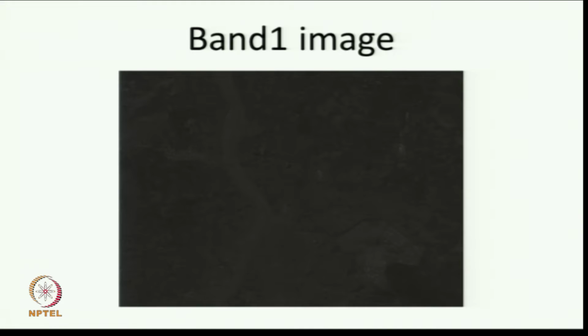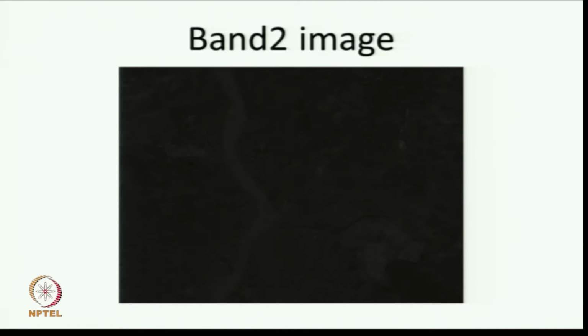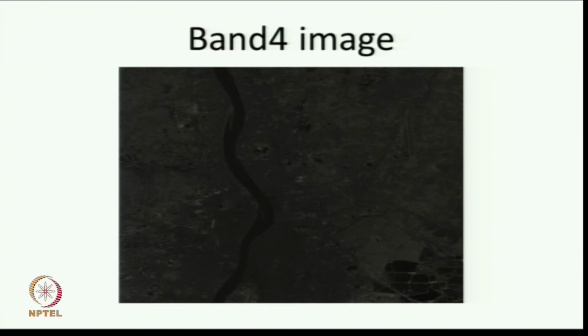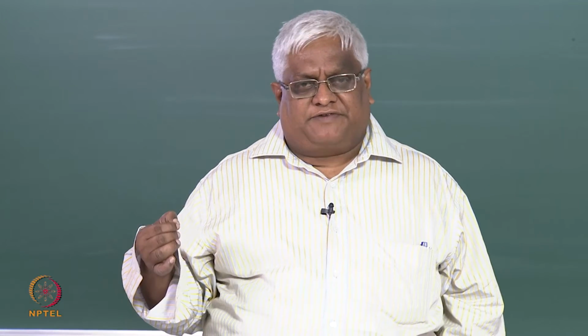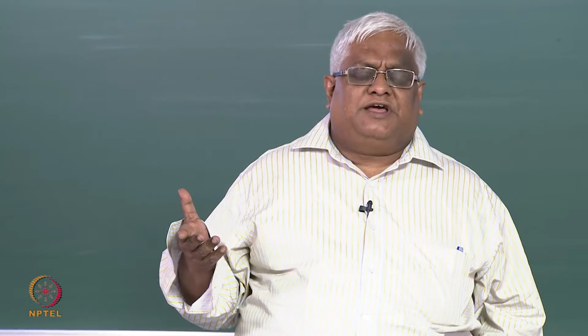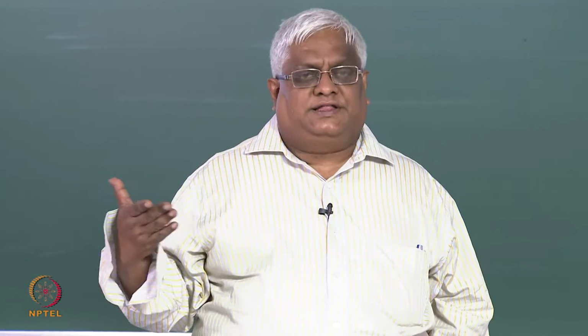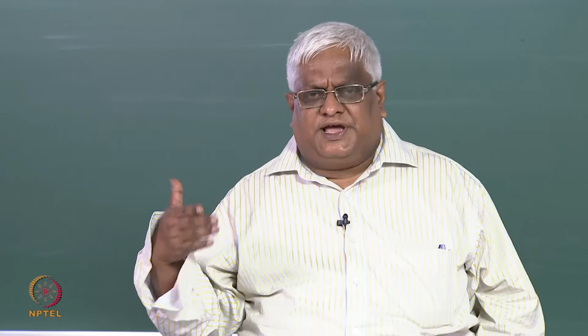This is how the band 1 image looks like. As you can see, it is really very difficult for you to see anything there. Similarly, band 2, this is band 3, and this is band 4. The reason is that our monitors support 0 for black and 255 for white. So, if the maximum gray value is, let us just say, of the order of 60 or 70, then you practically do not see anything in the image.